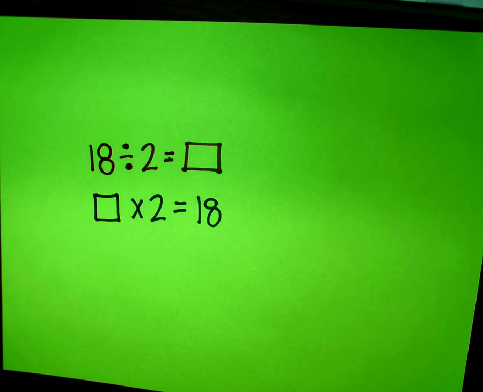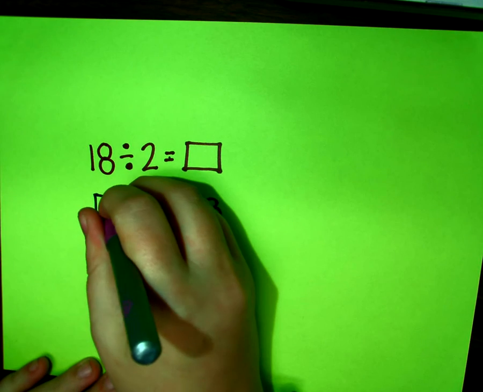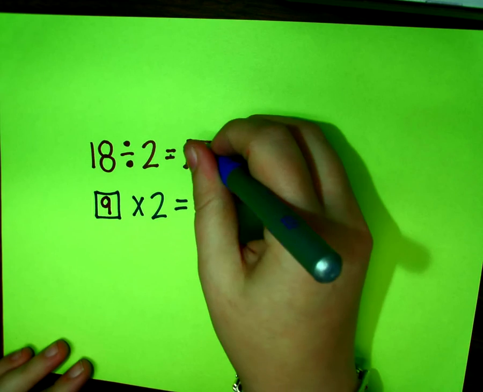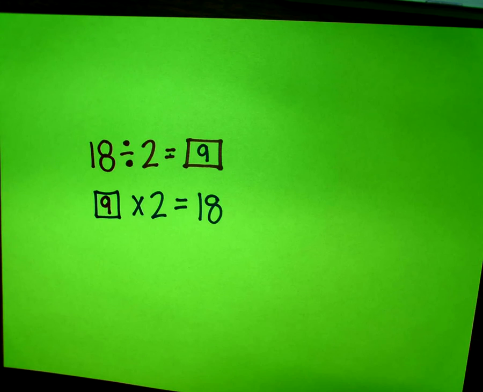Alright, if you've paused the video, you've had time to count, and you know that 9 times 2 is 18. Therefore, 18 divided by 2 equals 9. They both have all the same numbers because they are a fact family. Now you should be an expert on fact families and using multiplication to help you with division. If you're not, feel free to watch this video again.